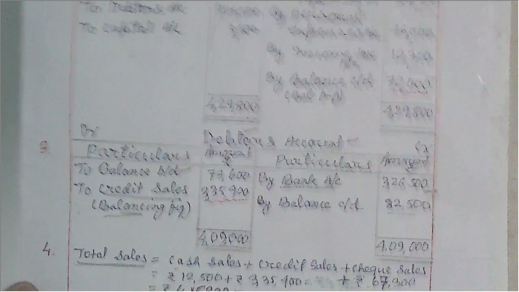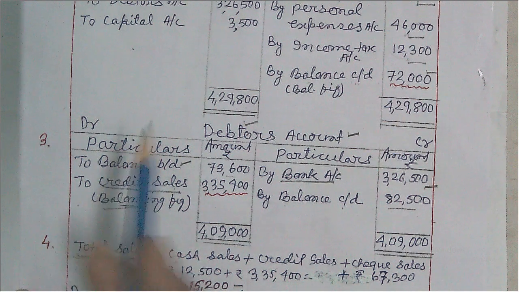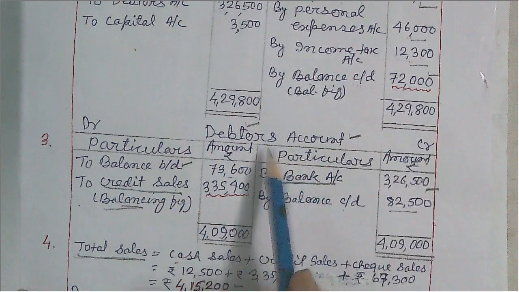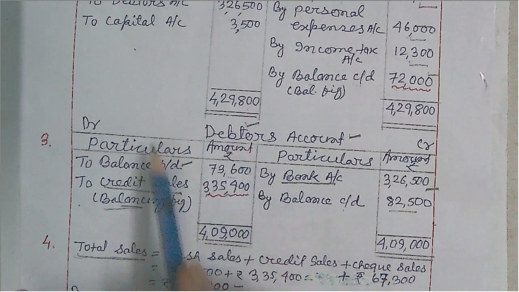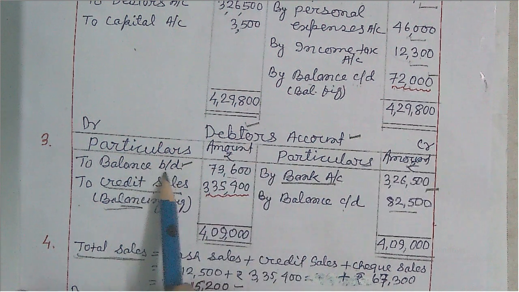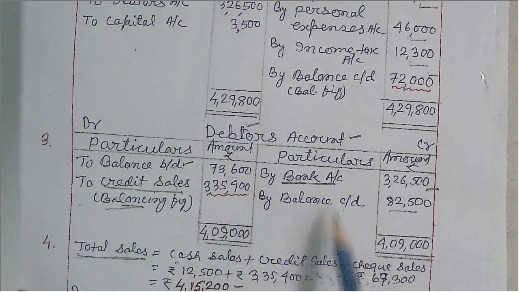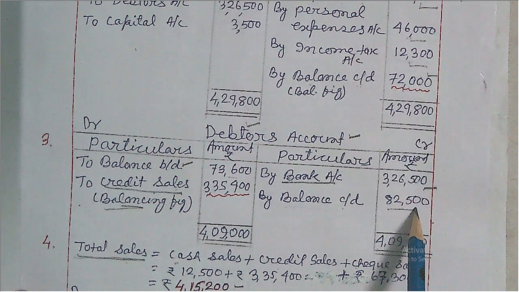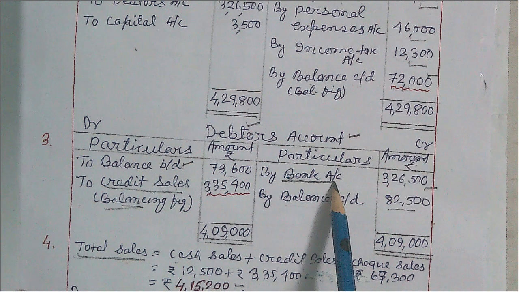Now the next working note is the debtors account. Debtors account mainly we prepare to ascertain the credit sales made by the business during the year. So in this transaction, debtors account is the personal account. So opening balance is started with balance b/d 73,600 given, and closing balance we write on the credit side, 82,500 is given in the question. So bank, this is the amount received from the debtors in the bank account.